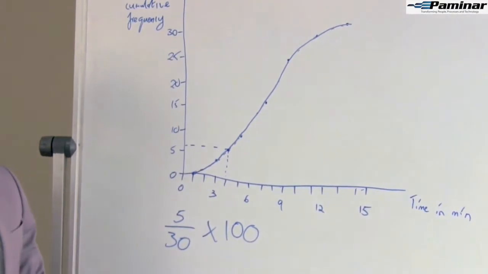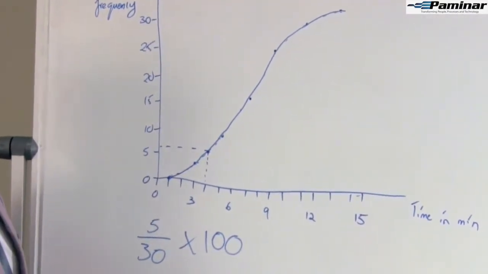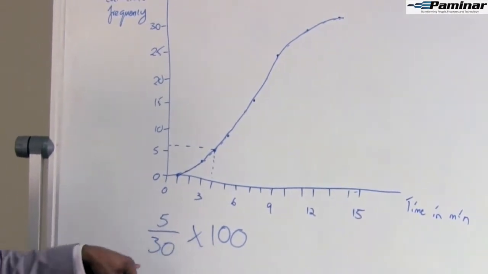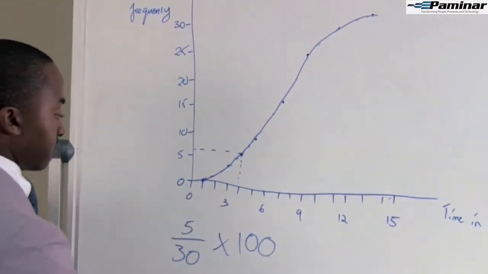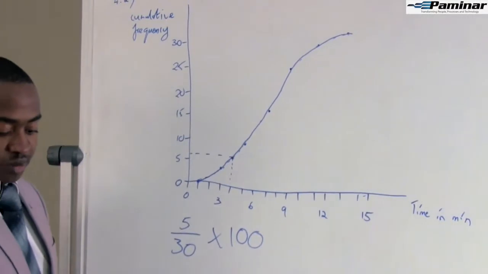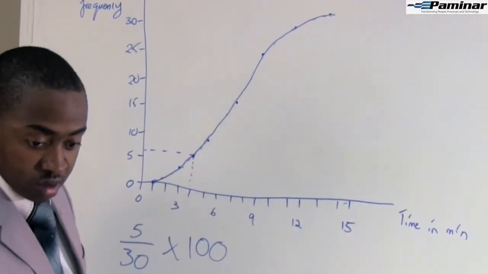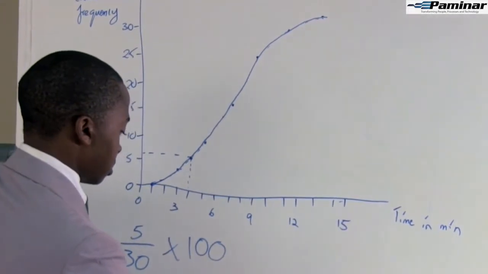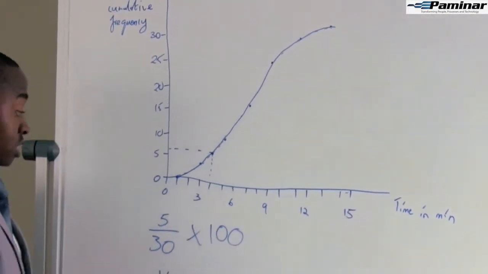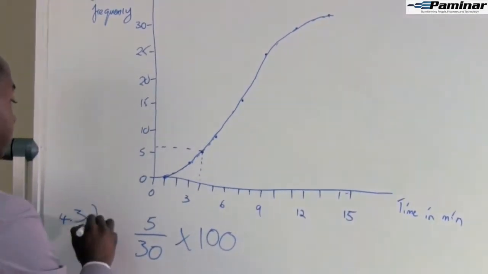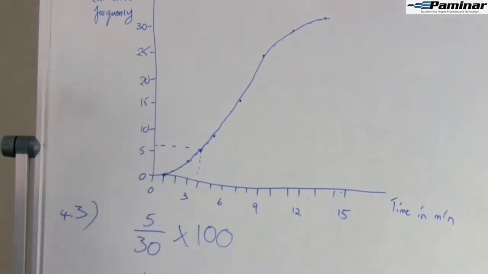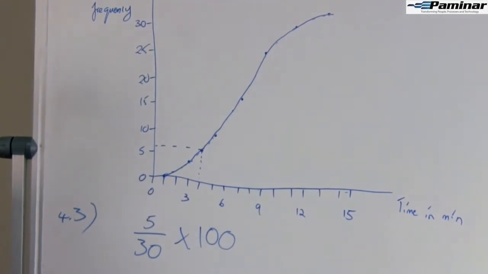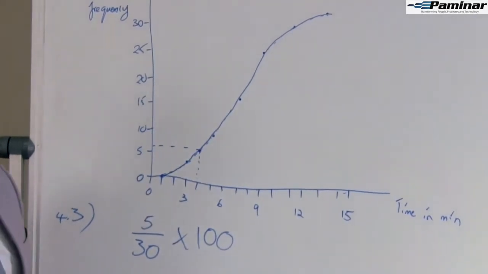So 5 students roughly got less than 4 minutes. And then it's 5 out of the 30 students times 100. And if you check that, it should give you 16.67%. Okay. And that will be your question 4.3. Any question? Okay. So that's question 4.